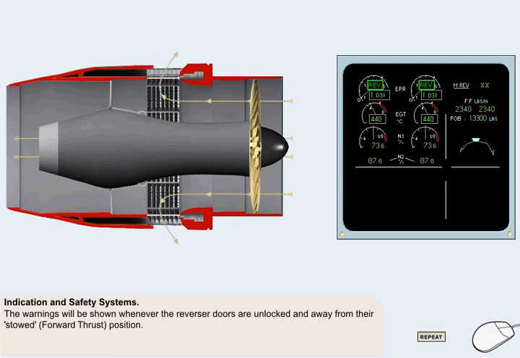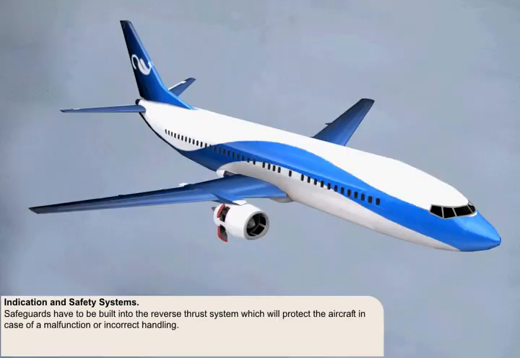The warnings will be shown whenever the reverser doors are unlocked and away from their stowed forward thrust position. Like a great number of things which purport to be beneficial, the reverse thrust system can, if wrongly serviced or mishandled, become more of a curse than a blessing. Safeguards have to be built into the reverse thrust system which will protect the aircraft in case of a malfunction or incorrect handling.